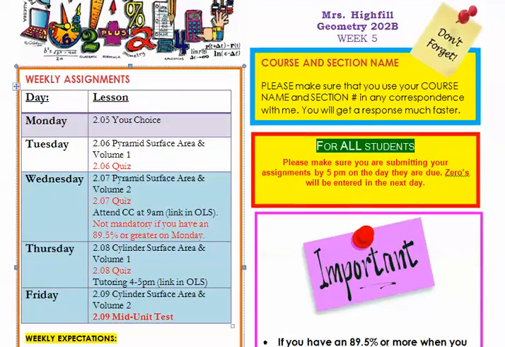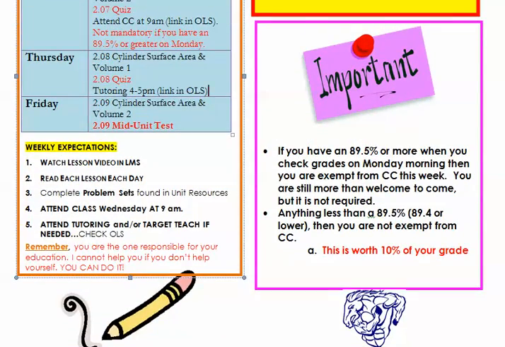Real quick, to talk about the CC this week, that's really important. If you have an 89.5 or more, because I round up, so 89.5 rounds up to a 90. If you have an 89.5 or greater on Monday, then you're exempt from CC this week. So I'll go in on Monday, all the grades will be updated, and I will put an EX in anybody who is exempt that week. If you do not have an EX in your name, then you are not exempt. And it does have to be on Monday.